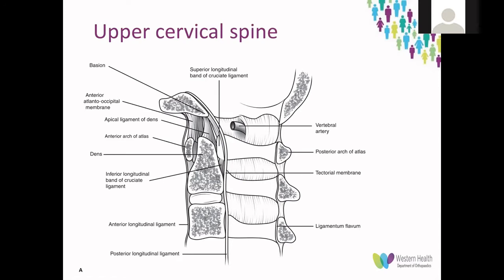Laterally, C1 and C2 have osseous articulations. There's intrinsic ligaments that provide most of the stability for the occipital cervical articulation.